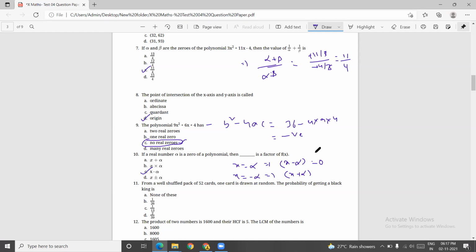What is the answer for 11th one? Students, what is the answer for 11th one? It's a probability question. From a well-shuffled pack of 52 cards, one card is drawn at random. The probability of getting the king: how many kings are in a well-shuffled pack, students? Number of kings in a well-shuffled pack. 4, sir.